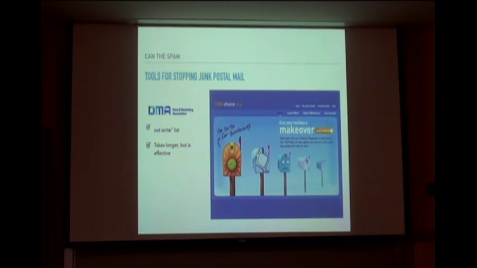So real quick, there's a great website called dmachoice.org. It costs $1 to register your account, and you can put, I think, almost as many addresses or names as you want in this service. What this will do is tell companies that are part of the Direct Marketing Association not to mail you. So it's a way to take a crack at some of the very common unwanted mail that gets sent to you. So that's a pretty easy system.